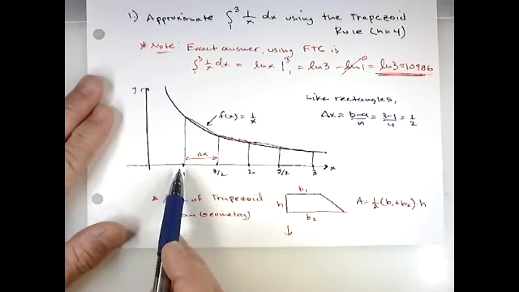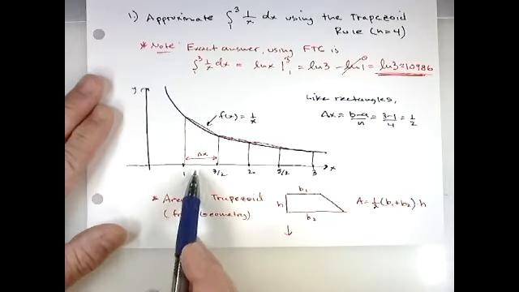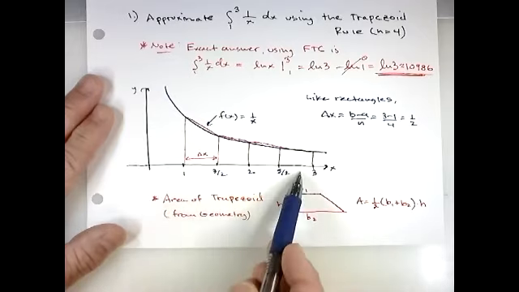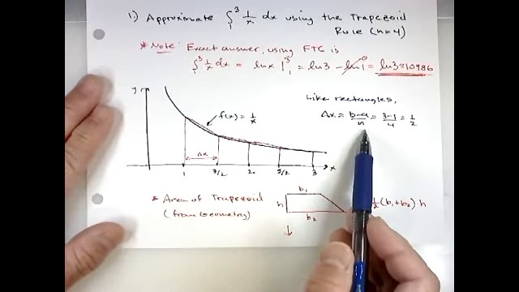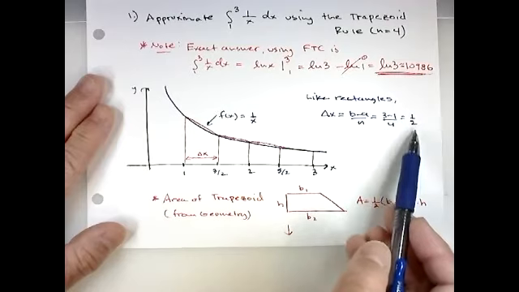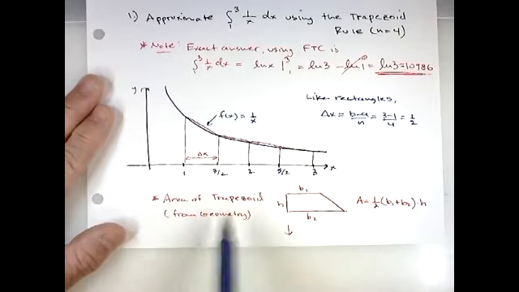Okay. To approximate this with the trapezoid rule, think about the graph. Just like with Riemann sums, if we're using n equals 4, we're going to partition the interval from 1 to 3 with 4 equal subintervals. We still talk about delta x being b minus a over n. So 3 minus 1 divided by 4 gives me delta x as 1/2. So then I can find my interior points.